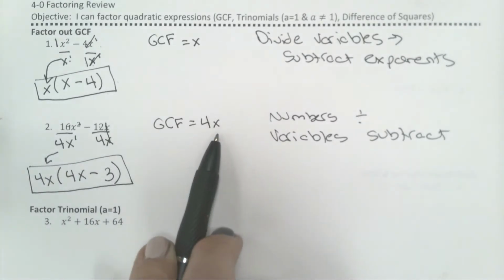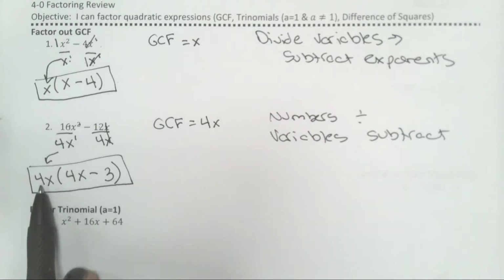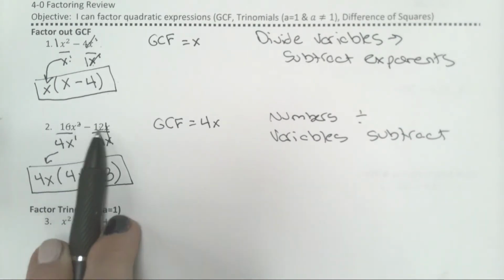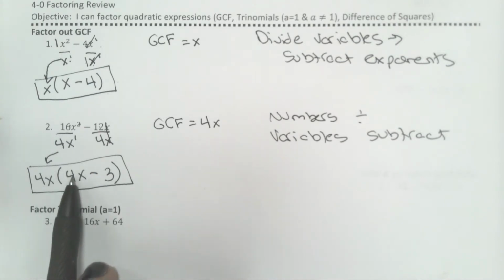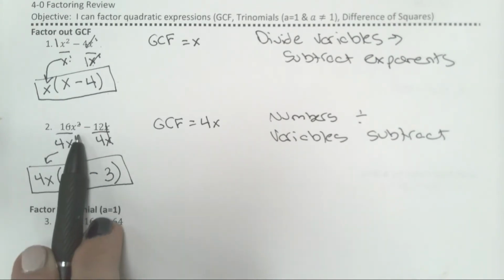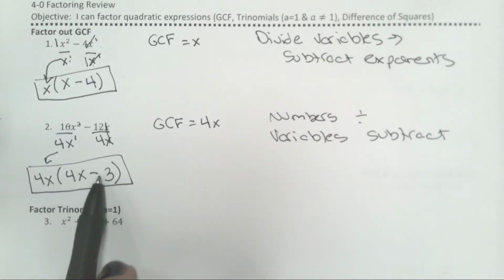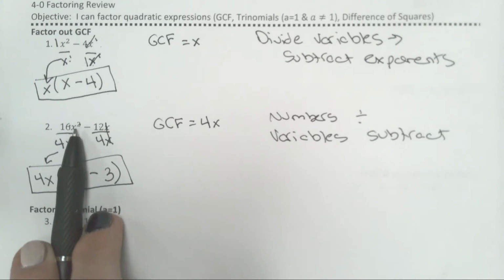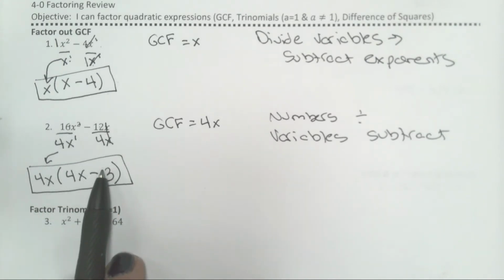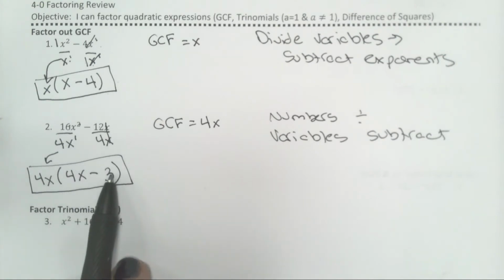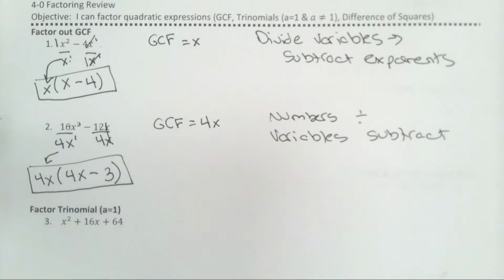So when you factor out the GCF, it's just like reverse distribution. So let's distribute and make sure that we get what we started with. 4x times 4x. So 4 times 4 is 16, and x times x. So when you multiply variables, you add exponents. I get x to the second. And then when you take 4x times negative 3, so 4 times negative 3 is negative 12, and then you just have to tag on the x.